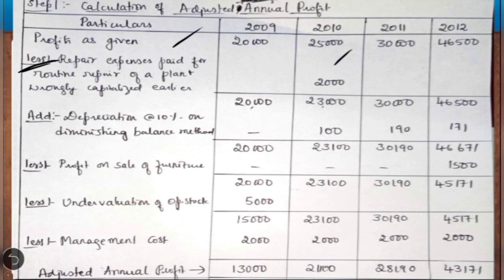Then the second adjustment: profit on sale of furniture was there in the year 2012, because of which the profit was increased. Now you have to correct it by deducting it. Okay. Then the next one, there was an undervaluation of closing stock, but the profit for 2008 is not given. So we are considering the other adjustment, that is undervaluation of opening stock, because of which the profit of 2009 was increased. Now you have to correct it by deducting it from the profit of 2009. Then the other adjustment is to provide for the management cost from the profit of each year by deducting it. So we will arrive at adjusted annual profits.